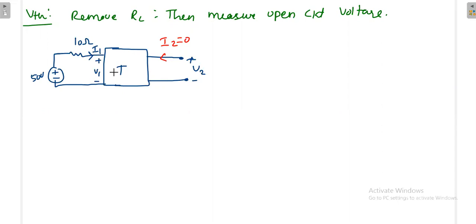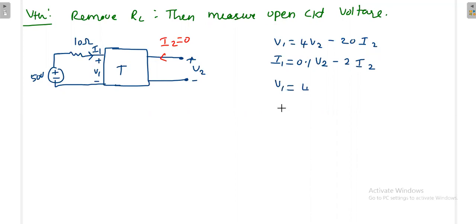Again, what is the standard relationship given? Okay, so you just copy this equation. V1 is equal to 4V2 minus 20 I2, and I1 is equal to 0.1 V2 minus 2 I2. Now if you substitute I2 is equal to 0, you will get V1 is equal to 4V2 and I1 is equal to 0.1 V2. So V1 in terms of V2 is there, I1 in terms of V2 is there.